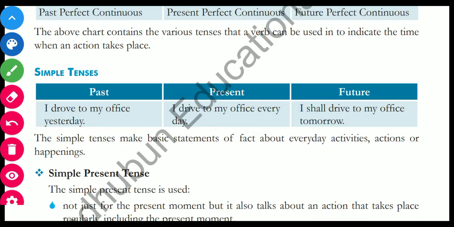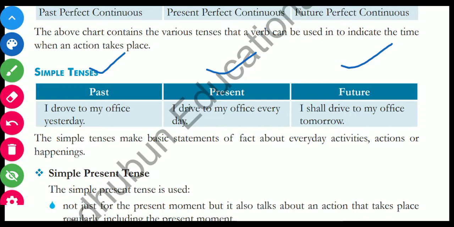So just see the example. I drove to my office yesterday. That comes in the column of past. I drive to my office every day. That comes in the column of present. I shall drive to my office tomorrow. That comes in the part of future. But how were you able to decide whether the sentence has been framed according to past, present or future? Yes, because a reference to time has been made over there.